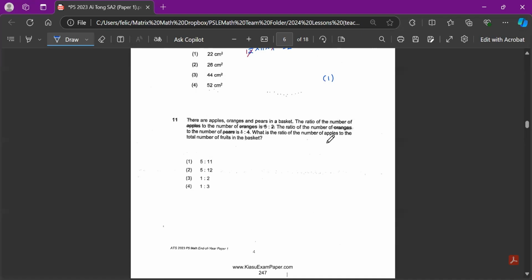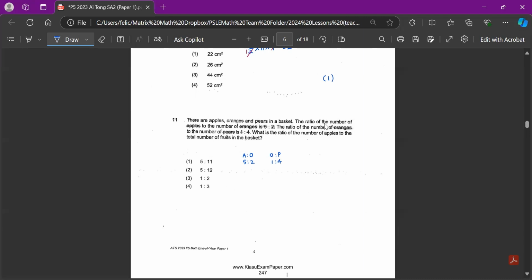Okay, this one is on ratio. So ratio of apples to oranges is 5 to 2. So I'll first list out the ratio apples to oranges, 5 is to 2. Next, ratio of oranges to pears. So just follow the question. 1 is to 4.